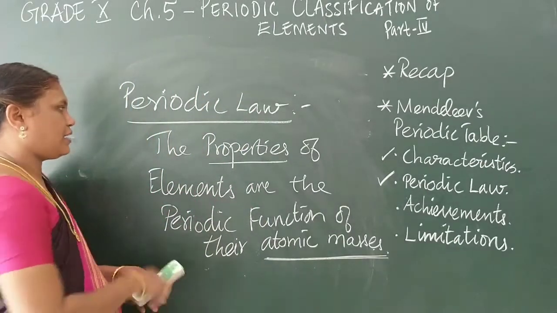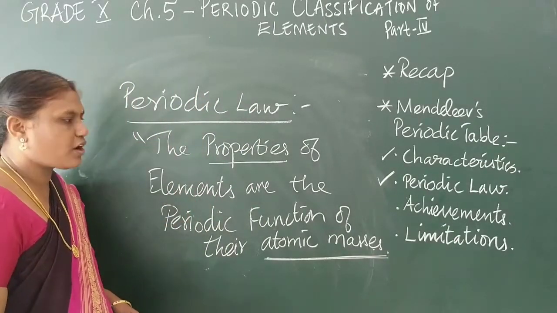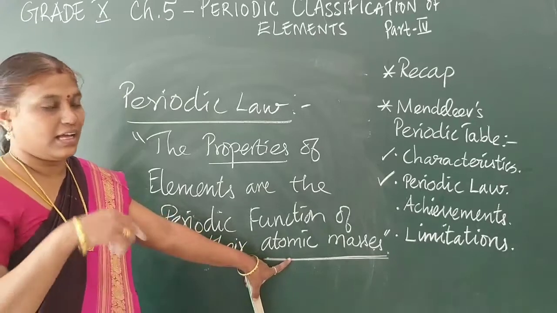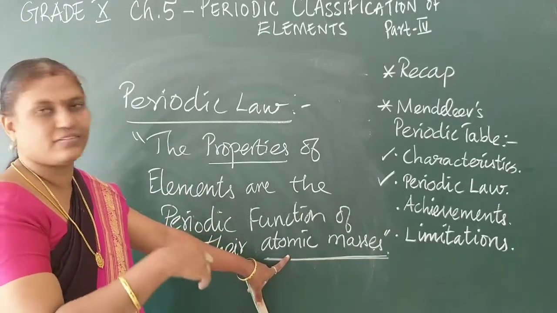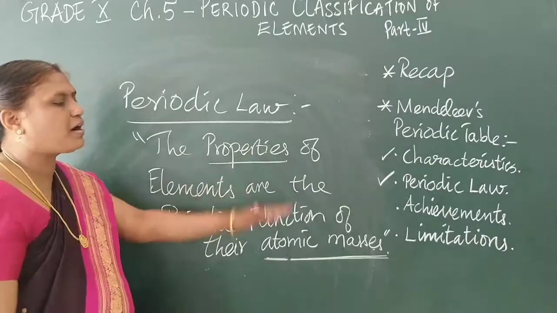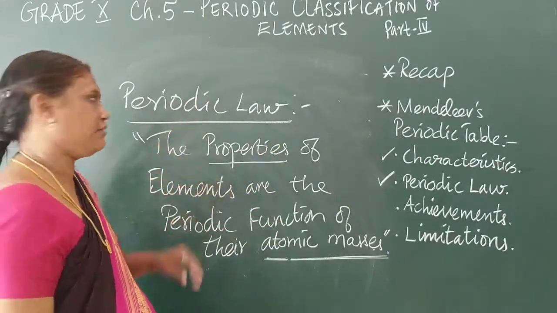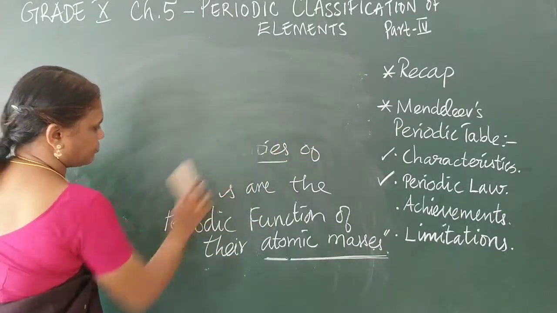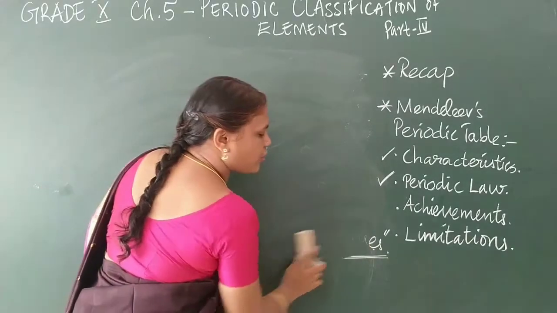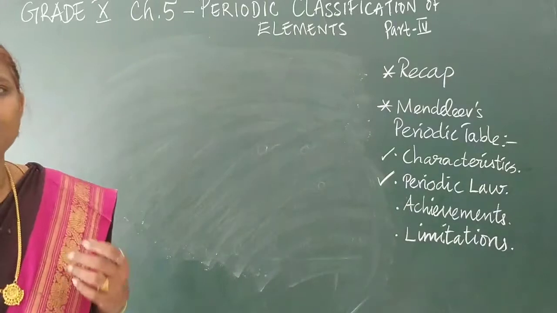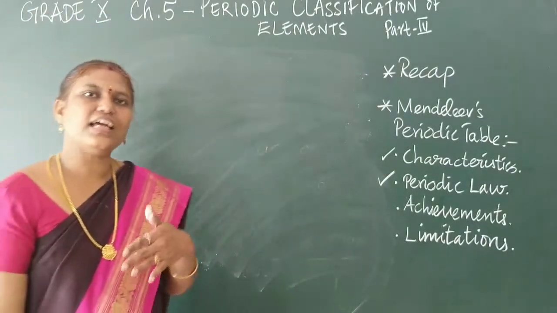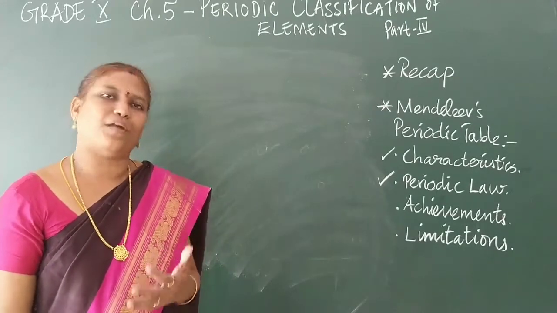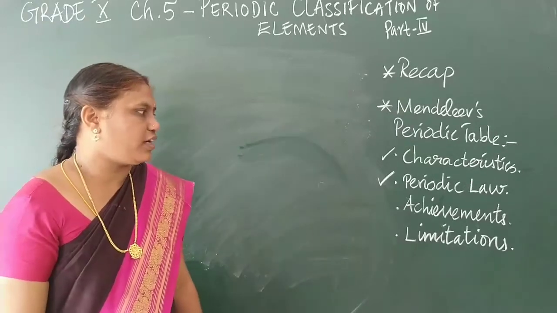What is periodic law? The properties of elements are the periodic function of their atomic masses. Why have I stressed this? Again, the properties of elements are the periodic function of their atomic mass. Based on the atomic mass only, they are arranged in the increasing order of atomic mass, and they have been grouped together with the same properties. That is what is said in the periodic law.